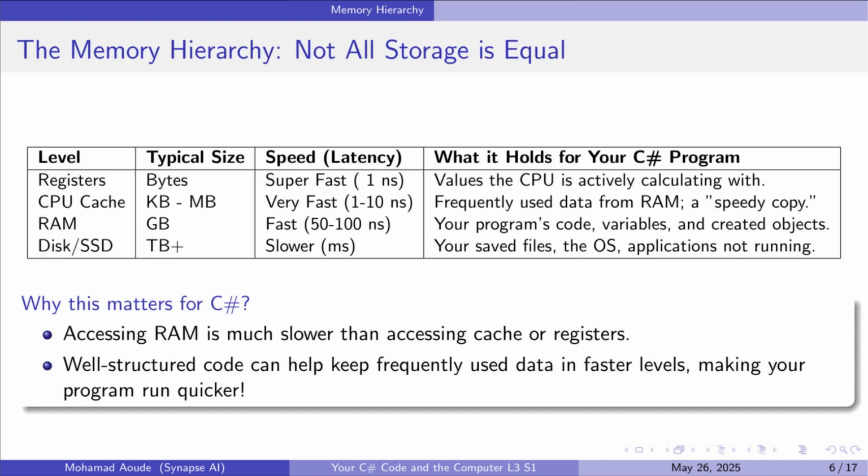Not all storage is equal. At the very top are registers, just a few bytes, accessed in a nanosecond. Next comes the CPU cache, a few kilobytes to megabytes, still in single-digit nanoseconds. Then main memory, or RAM, which holds your program's code and data, but is tens of nanoseconds slower. Finally, disk or solid-state drive storage runs in milliseconds. Well-structured code keeps hot data closer to the CPU for speed.